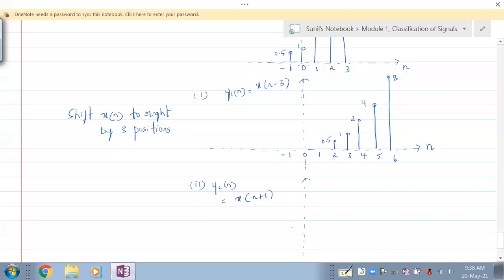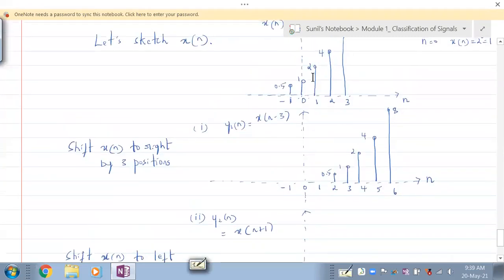What is x of n plus 1? X of n plus 1 is shifting x of n to the left. So shift x of n, not u of n, x of n to the left by one position. Now you have to take this again for your reference. You need to shift it to the left.